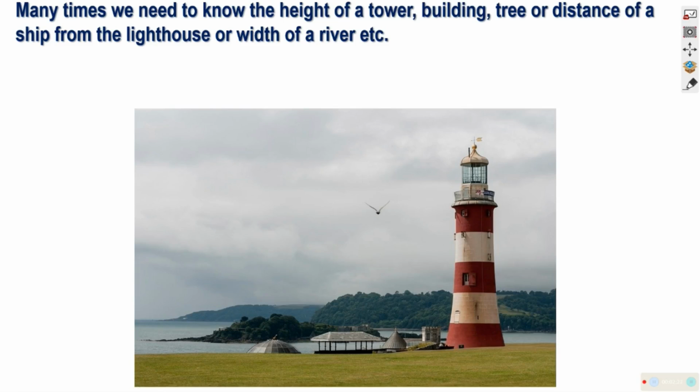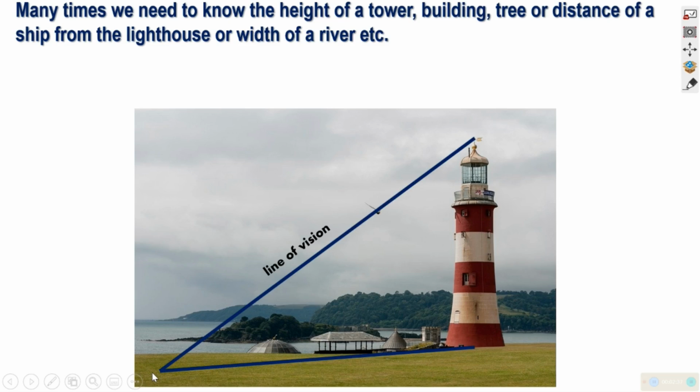Think about a situation where a lighthouse is there. Someone wants to know how far the lighthouse is from the ship. The ship will be in the sea somewhere here. I will apply again the situation of line of vision and angle of elevation, and thereby you will find out this distance. Here you have to find out the distance from the ship to the lighthouse. So this height is known to you because the lighthouse is made by you. So the height of the lighthouse is known to you. What is not known is this distance. You can calculate it again by getting the angle of elevation from the ship.